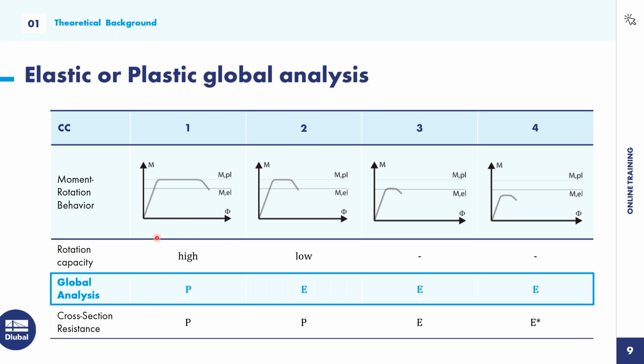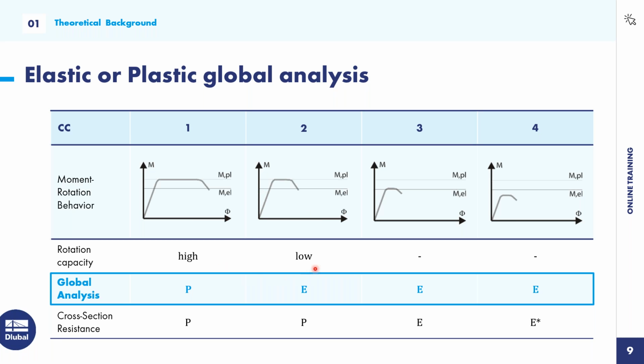So cross-section class 1 reaches a high plastic moment resistance, you see it here in the diagram, and also a high rotation capacity. And this is also the reason why a plastic hinge can develop well and can be applied, but not anymore for cross-section class 2. So this is interesting to know.